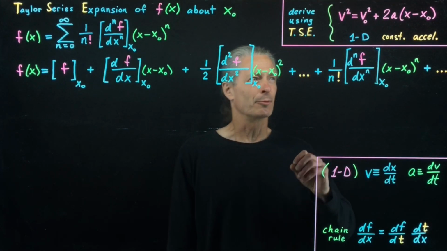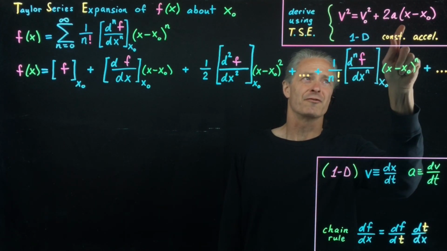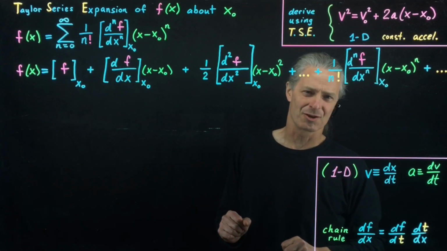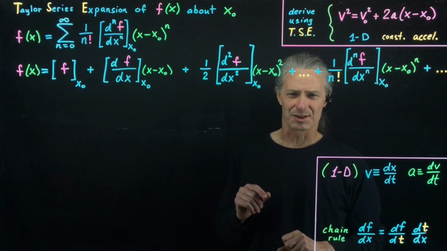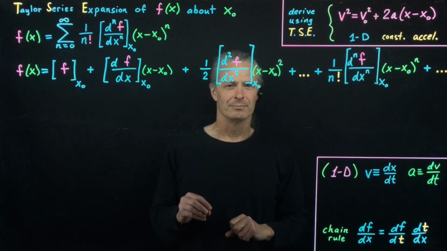In this video, I'm going to derive this equation by expanding v squared, which is a function of x, about x sub 0 in a Taylor series expansion. I think it's really interesting that this can be done, which is why I'm making this video. All right, here we go.